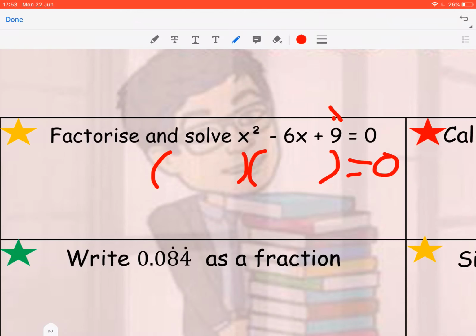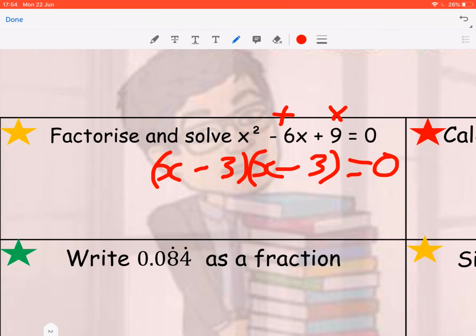Now I've got to find two numbers that multiply to make positive 9 and add to make negative 6. So I'm going to have x plus some, x minus some. Two numbers that multiply to make 9. The only ones I can think of are 1 and 9 and 3 and 3. If it's going to add to make 6, it's going to be a 3 and a 3. They're both going to have to be negative 3 in order to make negative 6. So x minus 3 and x minus 3, that works perfectly.